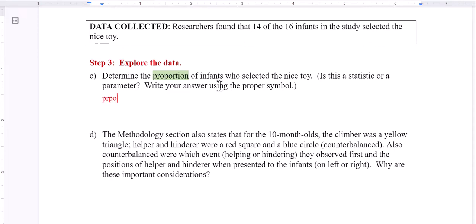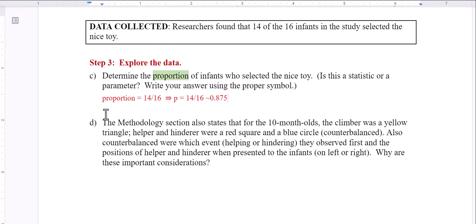The proportion will be 14 out of 16, right? And so what is our notation? We're going to call it p. So p equals 14 out of 16, and you can convert that to a decimal, which is 0.875, or 87.5%. So that is our proportion. That's the proportion of babies that chose the friendly toy.